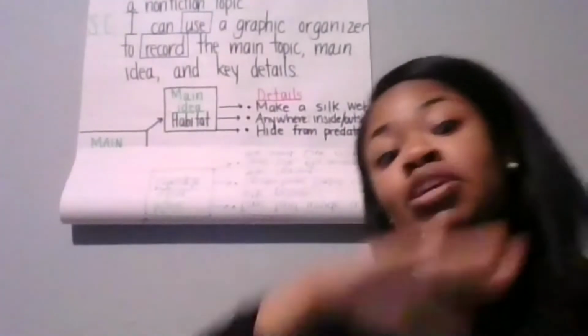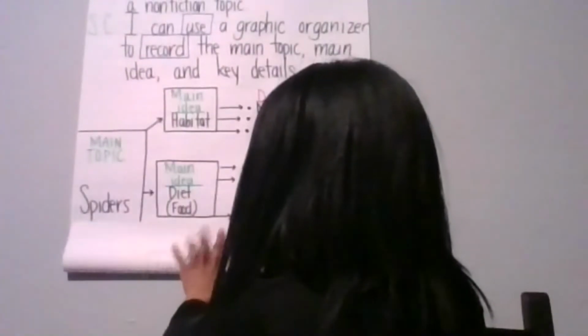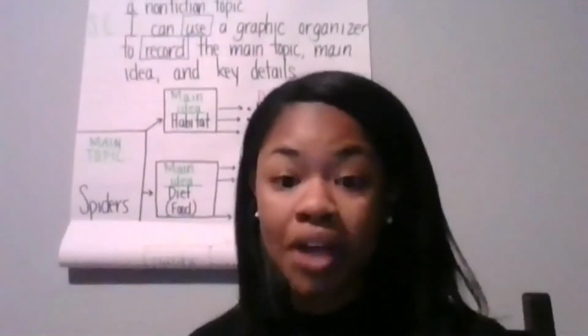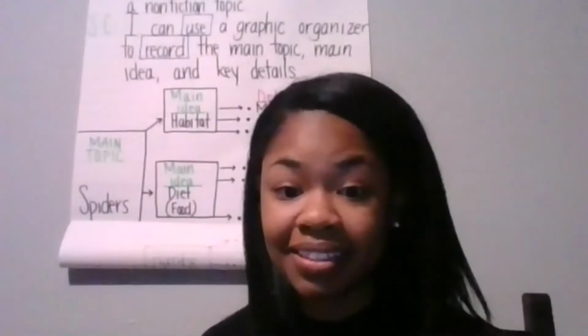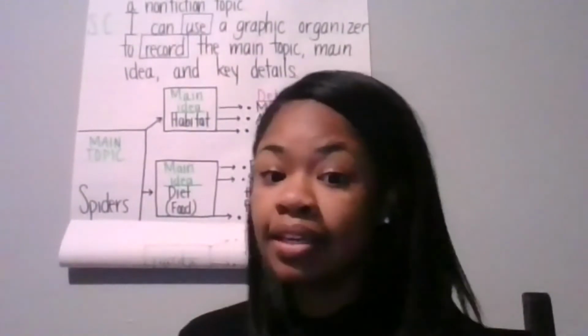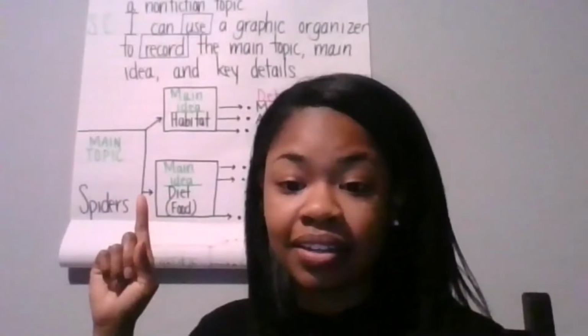That takes me to my next main idea. The text taught me all about the subtopic of diet. The food. What kind of food does the spider eat? Now take 10 seconds and think. What are three key details from the text that support the main idea of food?